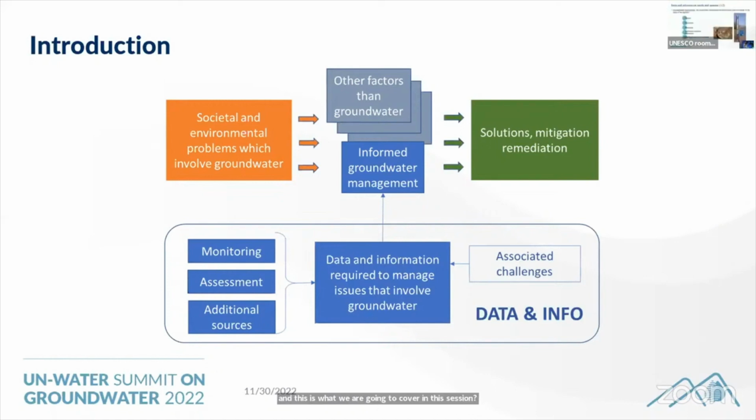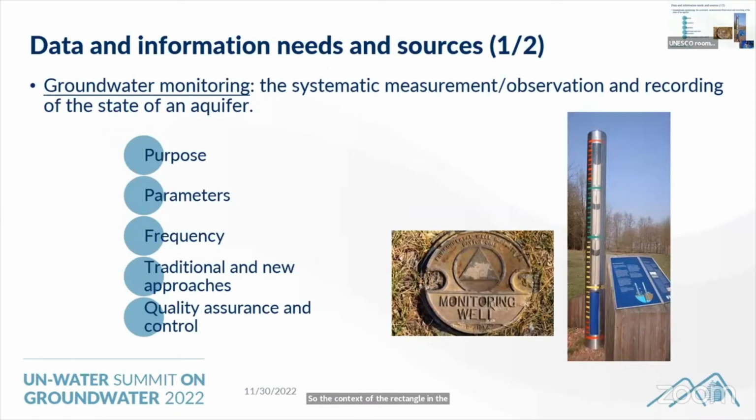So first, groundwater monitoring. What is this? It's defined as a systematic measurement and recording of the state of an aquifer. From this definition, we can immediately think of three things: the purpose, the parameters, and the frequency. So when we monitor an aquifer, we want to know something. We want to know the state, so we want to know how much water there is, and is the quality of the groundwater good for my needs. And we want to know the trends. Is the aquifer depleting or is the quality deteriorating?